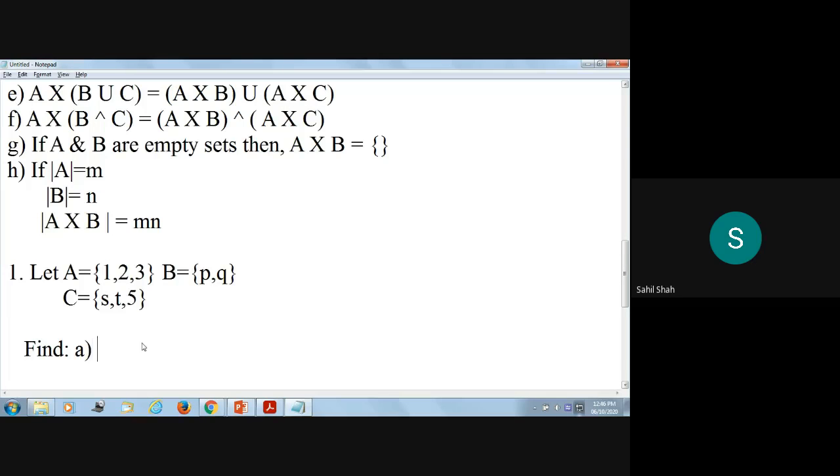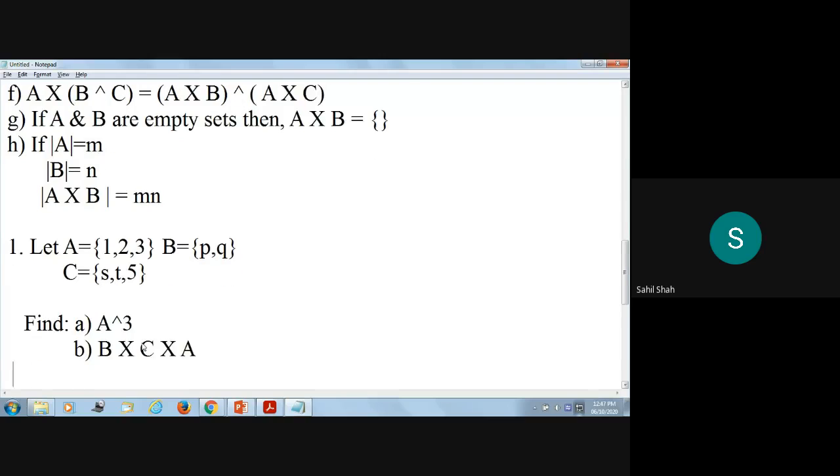Find A cross Q cross B cross C cross E. Find the cardinality of A square cross C. These are the only three examples.